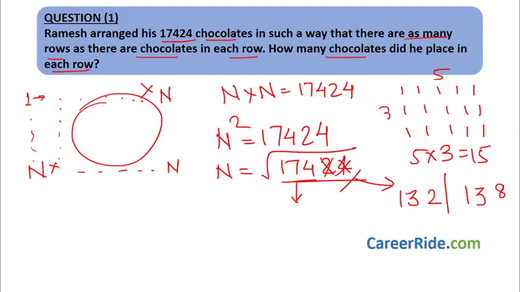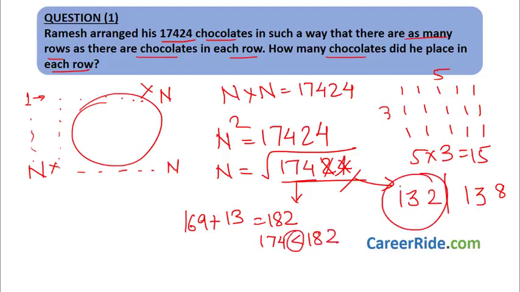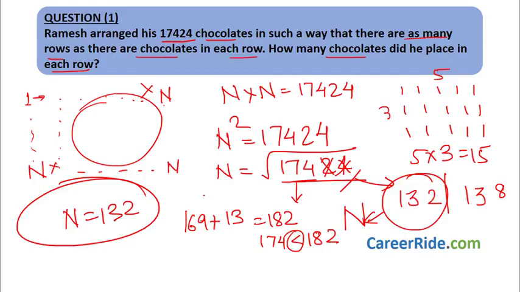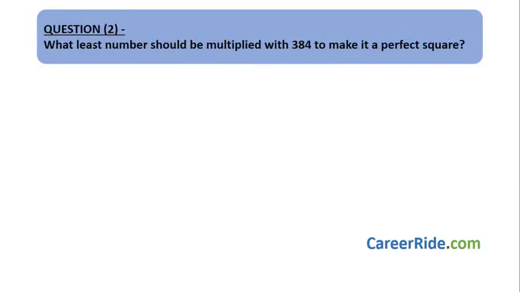Now 13 square is 169. Add 13 to it. How much do we get? 182. 174 is less than 182. That means we have to take the lesser number. So 132 is the answer. So n, the number of chocolates in each row, is 132. n is equal to 132. See how those tricks are very useful in solving such sums. Moving on.